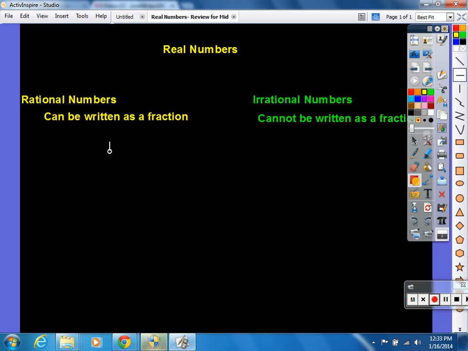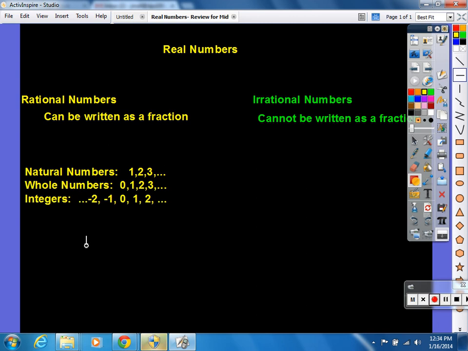All right, so all numbers are real numbers. We categorize real numbers as either rational or irrational. Rational numbers, in a nutshell, can be written in the form of a fraction. Irrational numbers cannot be written in fraction form. Most of the numbers that we work with, though occasionally we do work with irrational numbers, are, in fact, rational numbers.